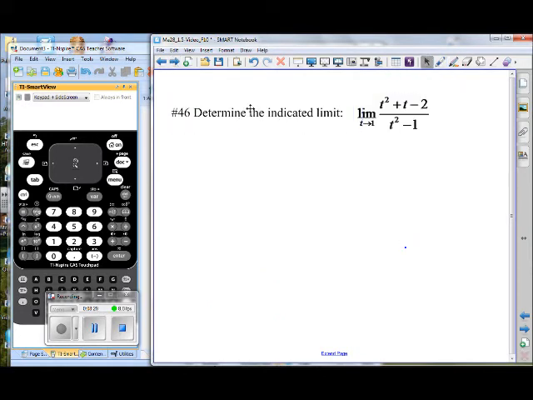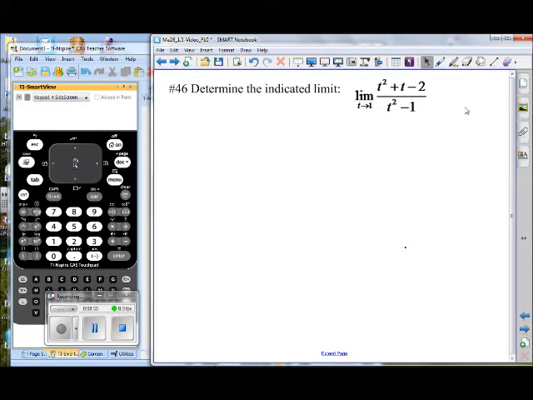This one is a little more complicated, in that I cannot use direct substitution. Let's take a look at that. If I try to put 1 in for t, notice that this denominator is going to go to 0, and I cannot divide by 0. So here's where I'm definitely going to need to do some other work on this.